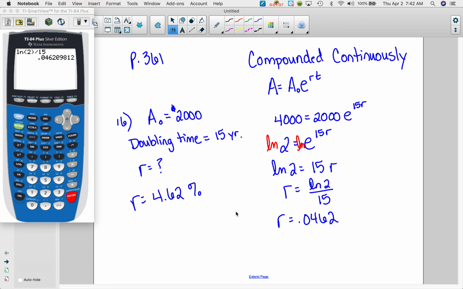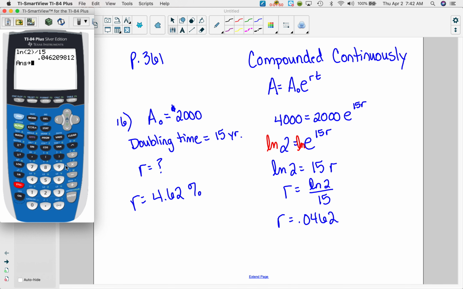And then we're also asked to find the amount in 30 years. Once you know a value for R, actually it's better if we store this. So I'm going to store this in R. That wasn't R, it won't let me store it there. I hit the wrong button. Okay, I got it there now.